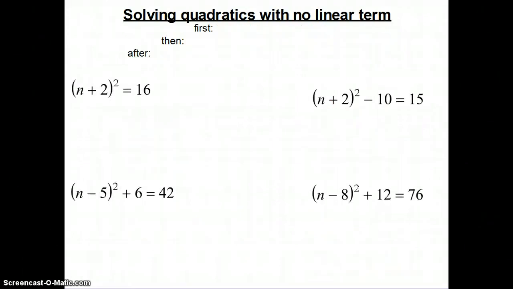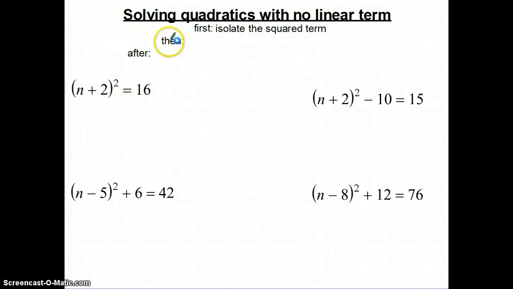We're going to advance this just a little bit more. First, we are going to isolate the squared term. So notice in this first one, my squared term is now a whole set of parentheses. It's not just an n anymore. But looking at that thing that is being squared, it is all alone on the left side. To the right, this is not isolated on the left-hand side. So when we get to that one, we're going to have to move that 10 over.